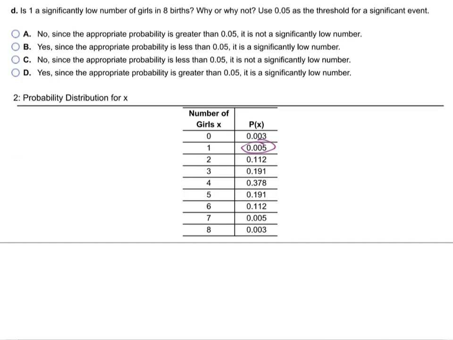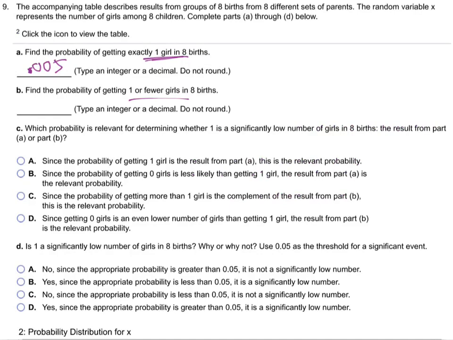So 1 or fewer, how would we figure out 1 or fewer? Add up both those, right? Because 1 or fewer means 1 or none, doesn't it? If you said we had 1 or fewer girls, we had 1 or none. So we would add those up. 0.008. So the chance of that is 0.008. Which one would help you determine it? It's going to be B again. So one of these that says B. Oh, is it answer C this time?